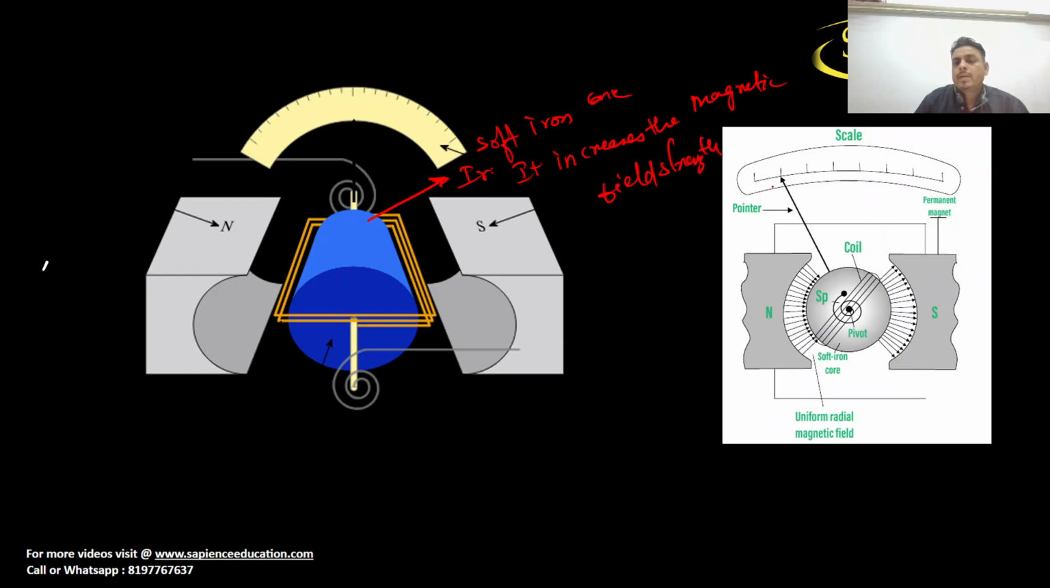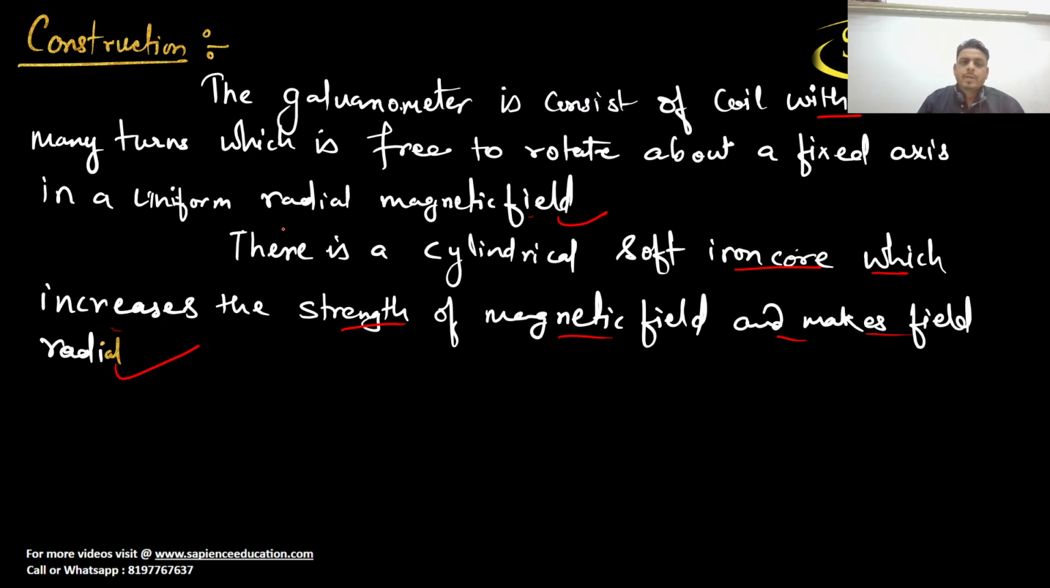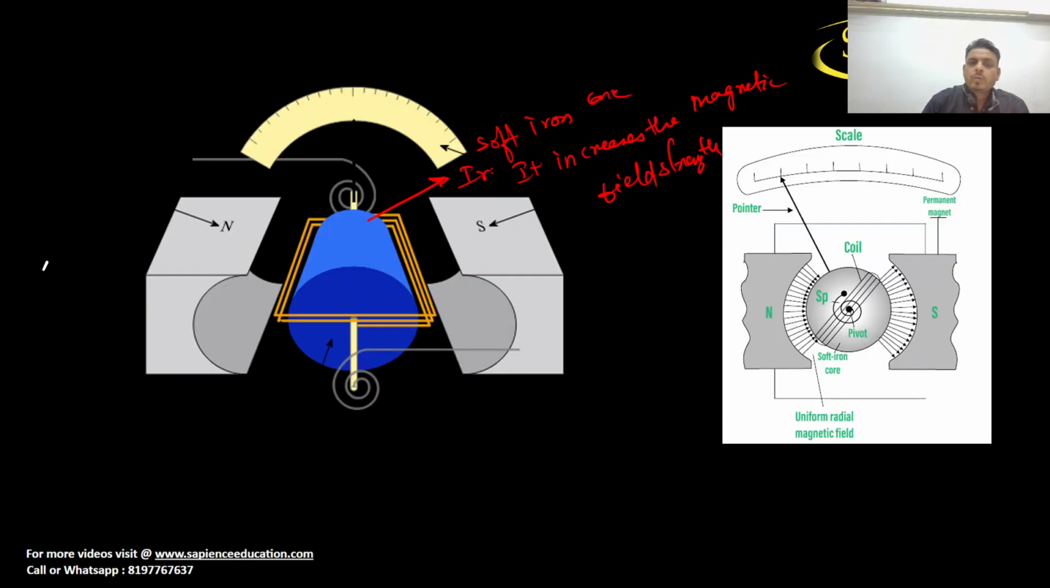So what actually happens? There is a cylindrical soft iron core which increases the strength of the magnetic field and makes the field radial. So why is it radial? See here, it is just like a circular arc. Radial means along the radius. The magnetic field is along the radius.